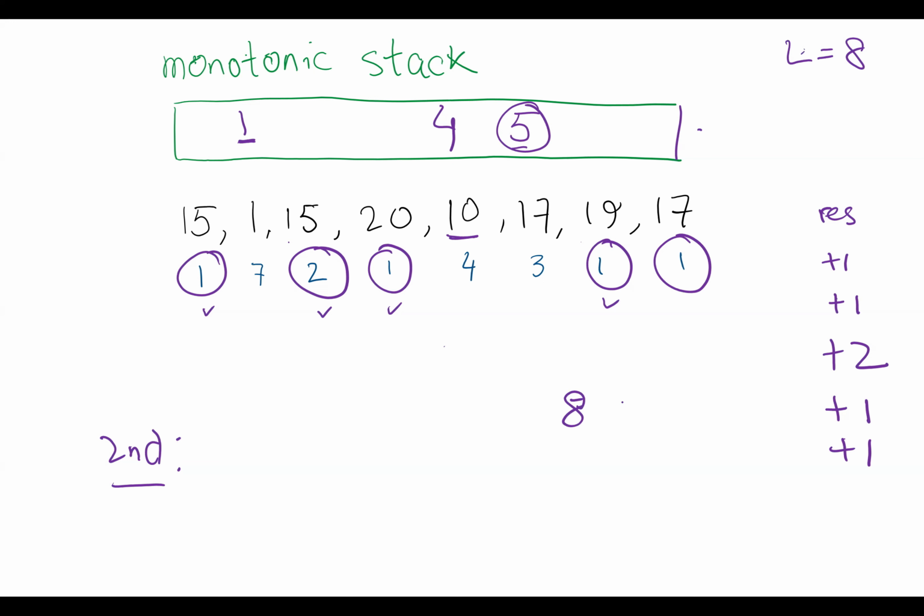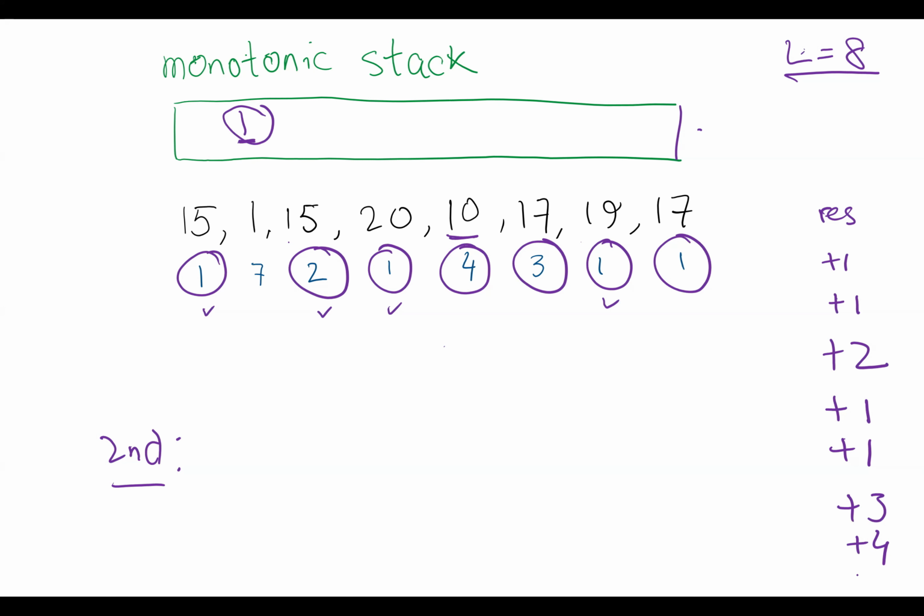So 8 minus 5, right? So this is the index 8. So 8 minus 5 equals 3. So I add 3. So this one is basically this, right? I take this out. And then I read 4. 8 minus 4 is 4. I take this out. Then I read 1. So 8 minus 1 is 7. And that is this, right?